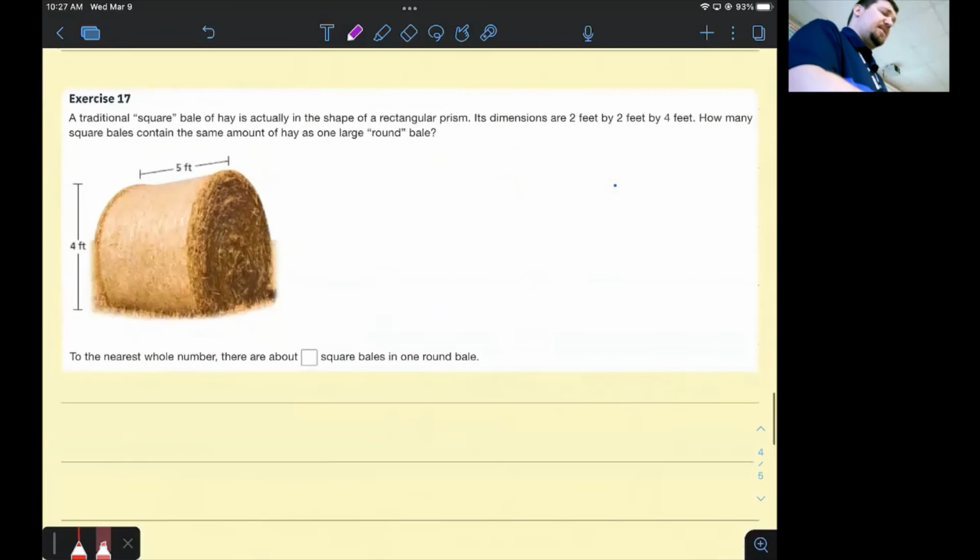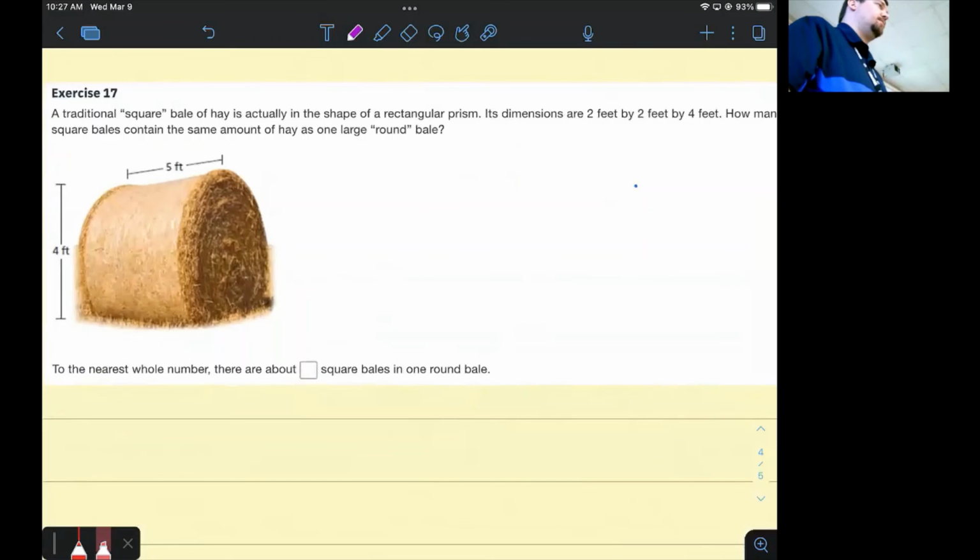Number 17 is one that I totally think you could have done on your own. Maybe you did. It says that a traditional square bale of hay is actually in the shape of a rectangular prism. So when I think of a square bale of hay, that's the traditional one you load into the back of the wagons. Maybe you're thinking of straw. Straw is typically what I sit on around a campfire, not a bale of hay, but it's going to look like this.